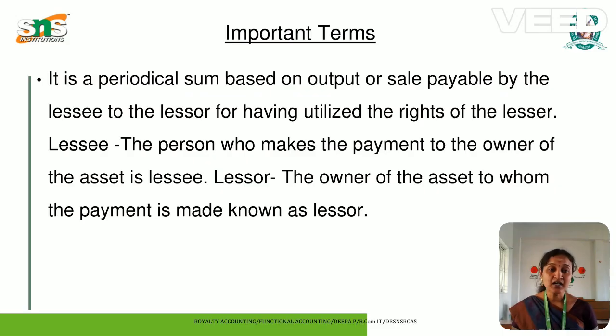Lessee is the person who utilizes the asset of another person based on the agreement, and based on that output or sale, he has to pay the amount, that is royalty, to another person. So the person who pays the rent is called lessee. As I said earlier, royalty is paid on the basis of quarterly, half-yearly, or yearly.